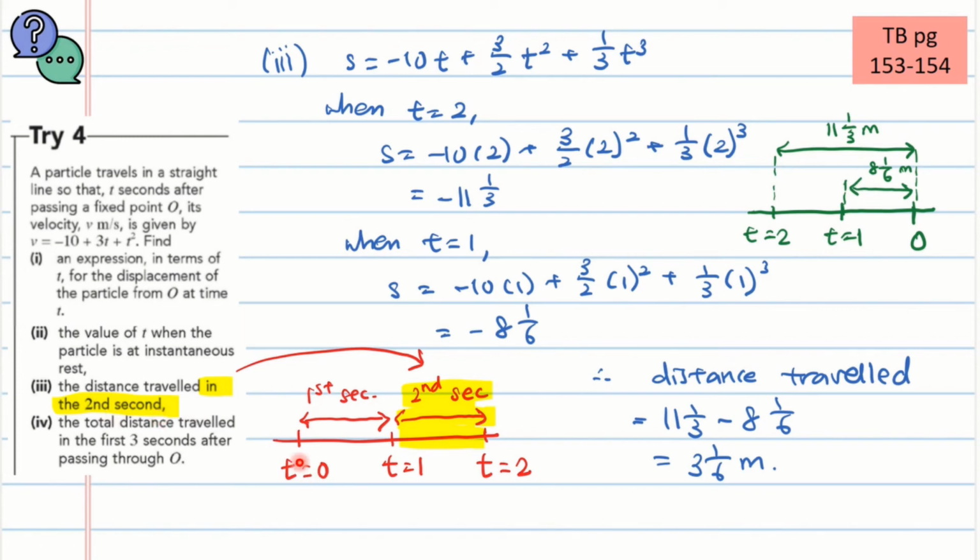Looking at this diagram that I've drawn, a straight line like a timeline, when t equals 0, that is right at the beginning. Then we have t equals 1, then t equals 2. From t equals 0 to t equals 1, that is what we call the first second. From t equals 1 to t equals 2, that is what we call the second. We only want the distance traveled in the second. That means it is the distance traveled from time equals 1 to time equals 2.